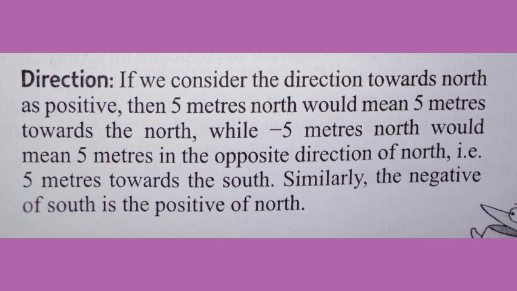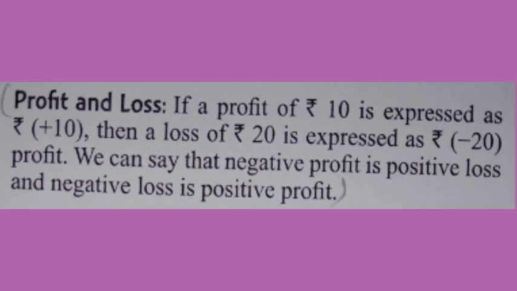Direction. If we consider the direction towards the north as positive, then 5 meters north would mean 5 meters towards the north, while minus 5 meters north would mean 5 meters in the opposite direction of north, that is 5 meters towards south. Similarly, the negative of south is the positive of north. Profit and loss. If a profit of rupees 10 is expressed as rupees plus 10, then a loss of rupees 20 is expressed as rupees minus 20. We can say that negative profit is positive loss and negative loss is positive profit.